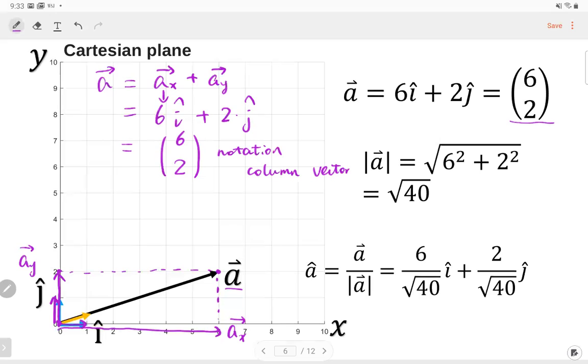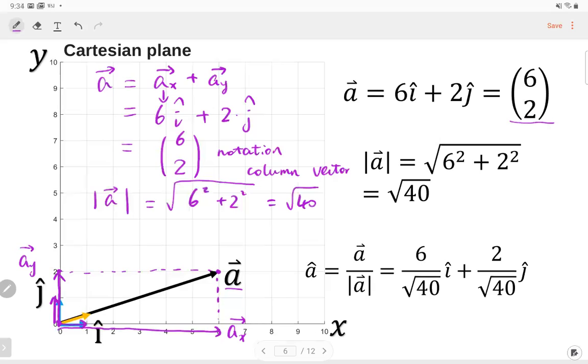Okay, if we have the coordinate of the vector A, then the next question is, what's the magnitude of this vector? For the magnitude, we use a formula: the magnitude of the vector A will be the square root of the x component squared plus the y component squared. So that would be 6 squared plus 2 squared. You'll get the square root of 40. That's the magnitude of this vector.